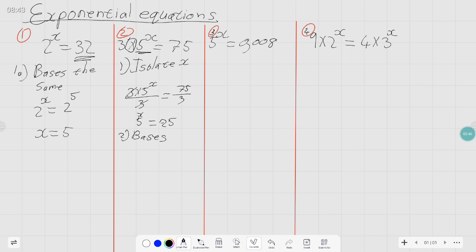Okay, 5 to the power of x equals 25. Get the bases the same, it will be 5 to the power of x equals 5 squared. So therefore, x is equal to 2.